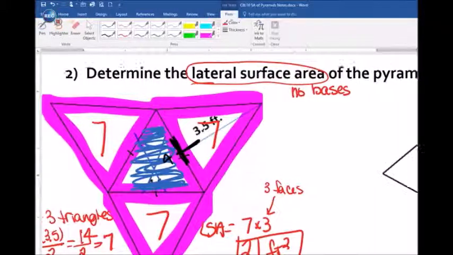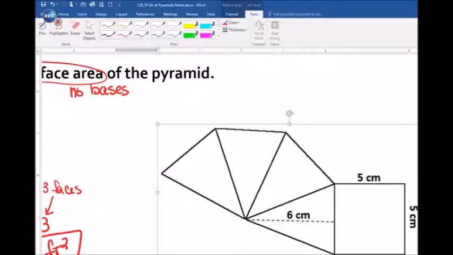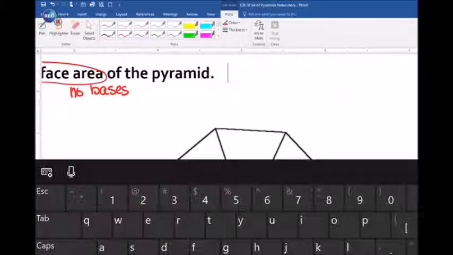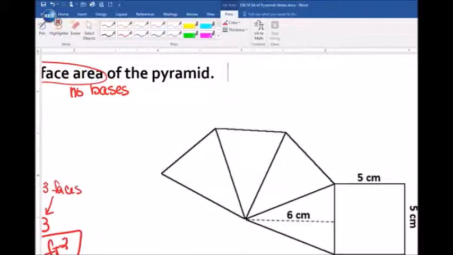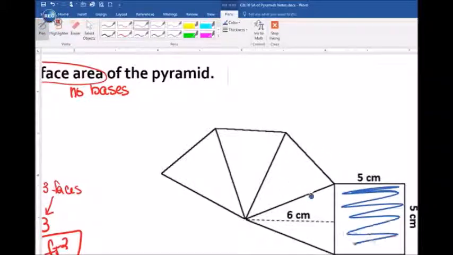Take a look at the rectangular pyramid. I've always found these to be a little bit easier to find the lateral surface area because the rectangle is the base. There's no trick or anything about it. So we know we're not using this, right? But it does appear that that is a square, so all 4 triangles are going to have the same base and height. So they're all going to be 6 by 5.